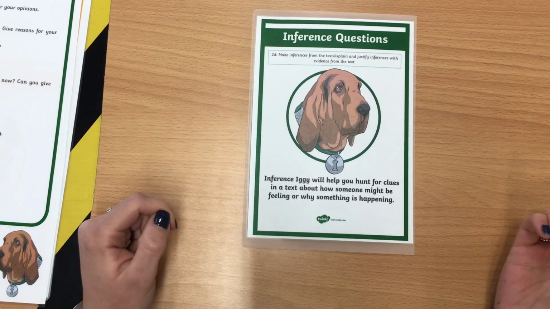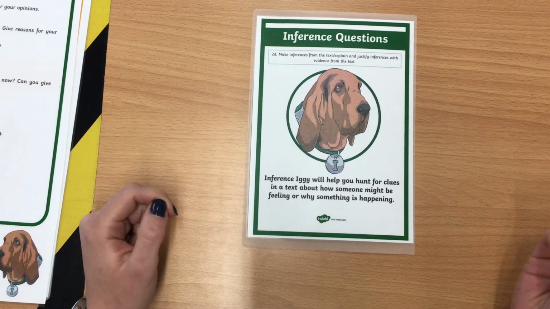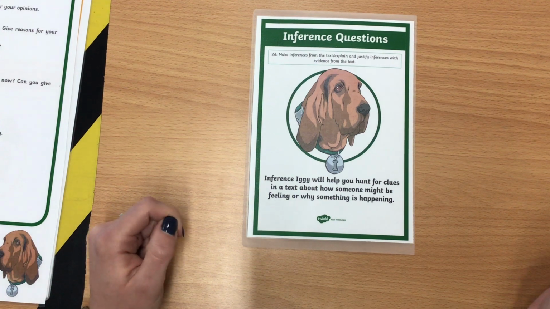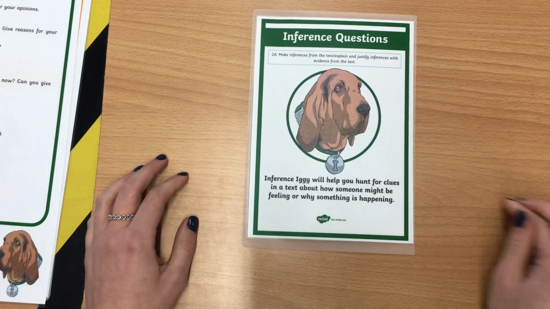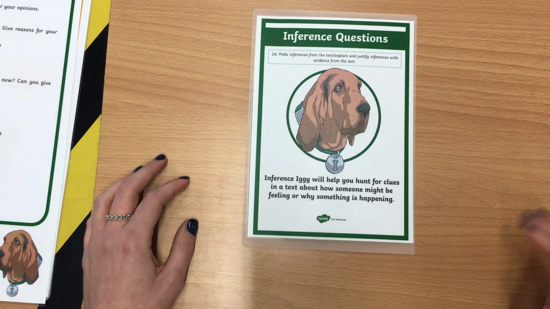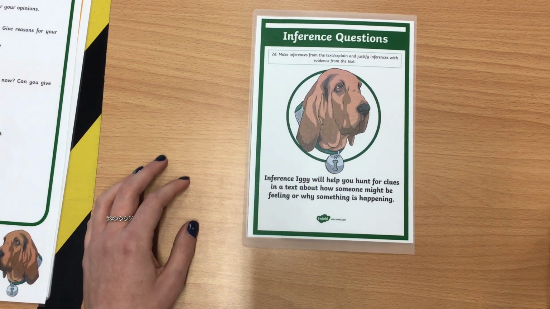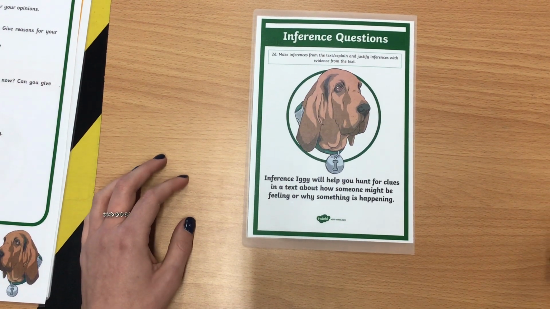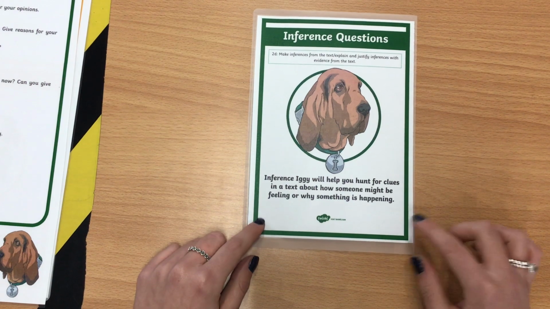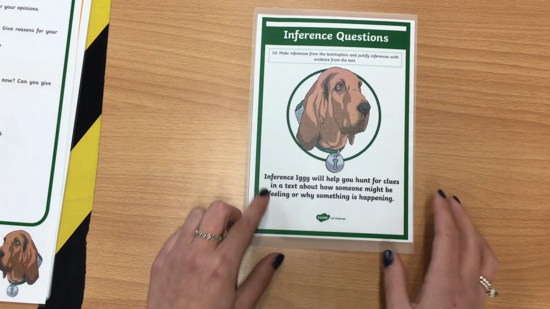So you might be thinking about a character and the question might be, why did the character behave like this? In the text, it might not tell you the character behaved like this because, but you've got to use everything you know about that character, everything that's happened recently to help you pick out those answers to that question.